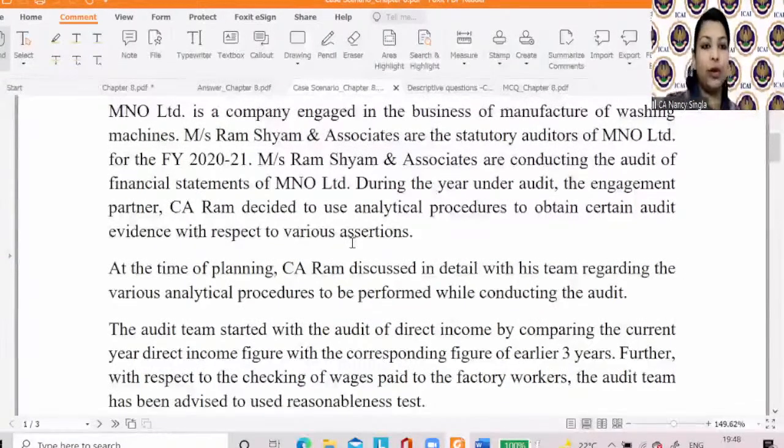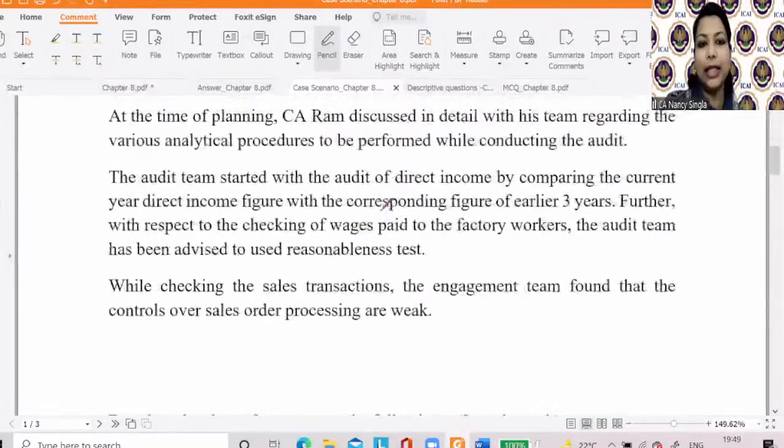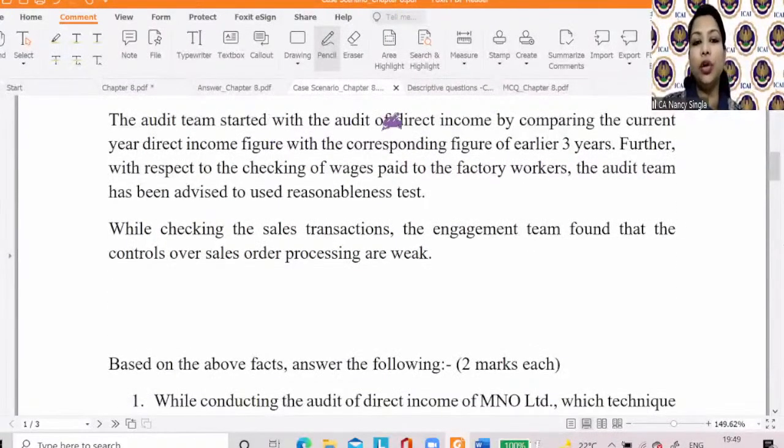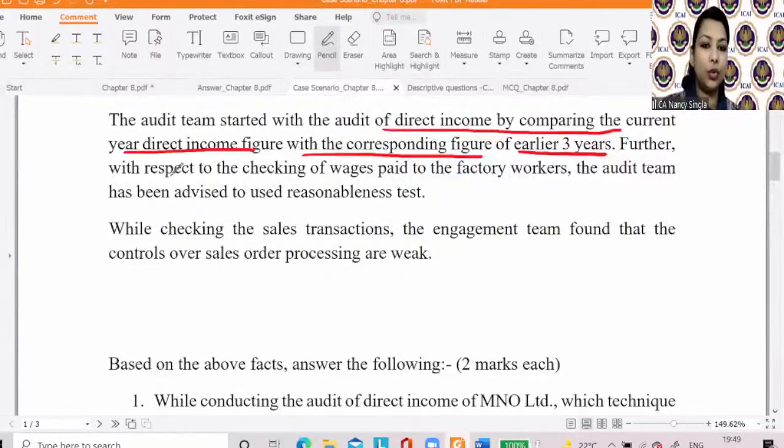ठीक है. So now MNO Limited is a company engaged in business of manufacture of washing machines. Ramsham are the auditors. They are conducting the audit. During the year, the engagement partner, Mr. CA Ram, decided to use analytical procedures. Okay. At the time of planning, CA Ram discussed with his team regarding the various analytical procedures. The audit team started with the audit of direct income by comparing the current year direct figure with corresponding figures of earlier 3 years. So quickly tell me, what is this?